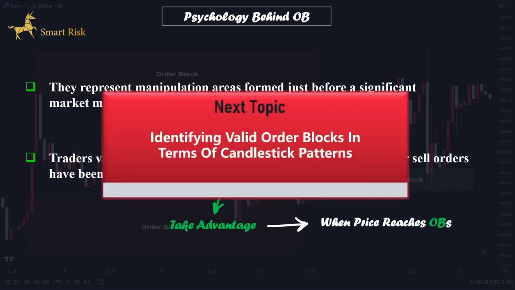Now let's proceed to the next topic and discuss how to identify a valid order block in terms of candlestick patterns and see the various scenarios that we might encounter in identifying candlestick-based order blocks on the chart.